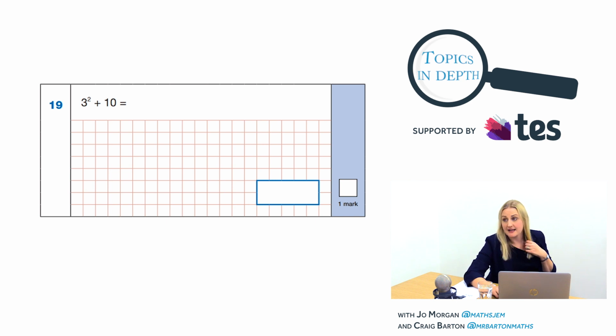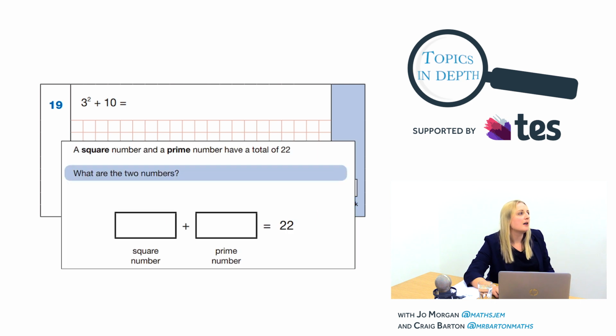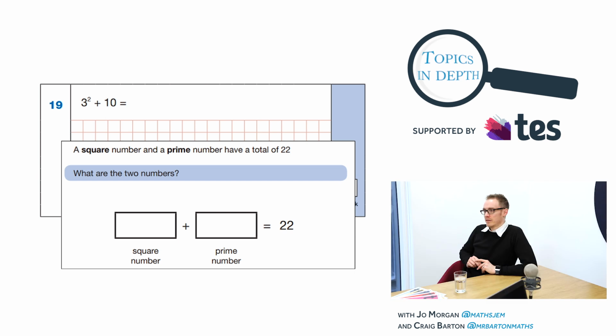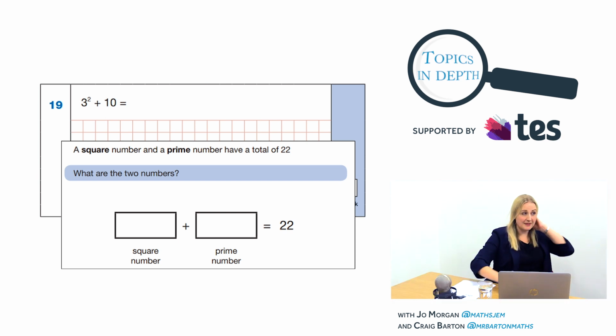So 3 squared plus 10. They do have to know what the little number does. Yes. That's another question. A square number and a prime number have a total of 22. It's a bit more problem solving. And that means they need to know what square numbers are. So it's not just that they need to know what the little 2 means, but they need to know what their square numbers are, and maybe they've spent some time looking at squares and primes.